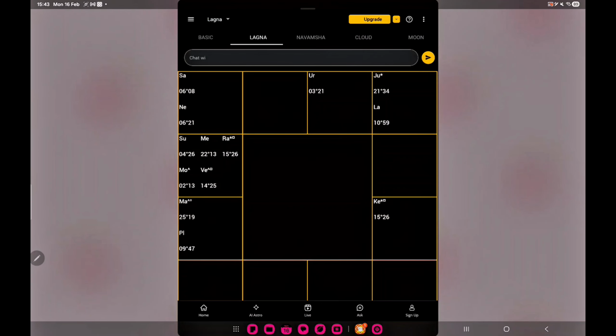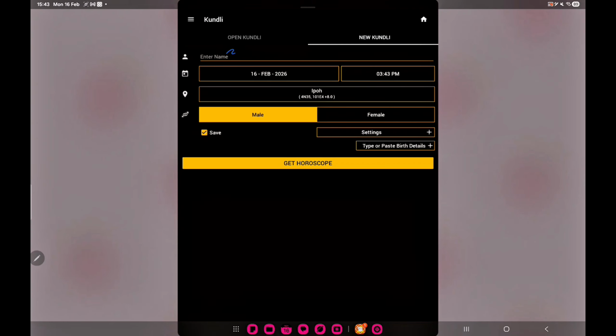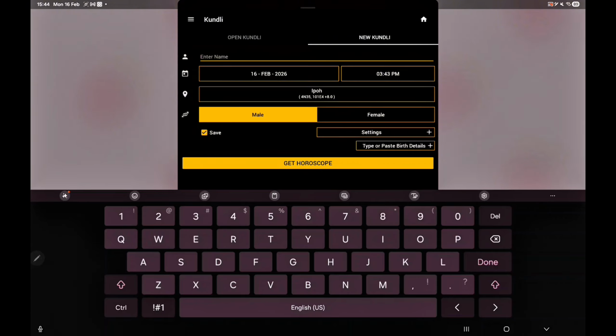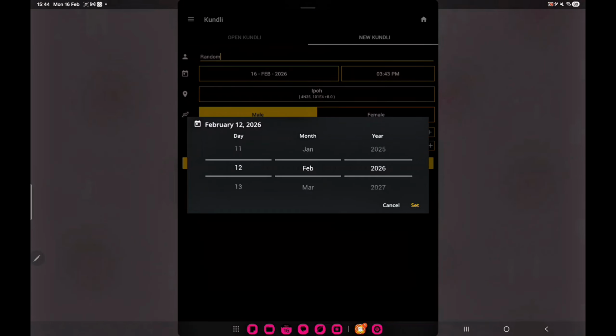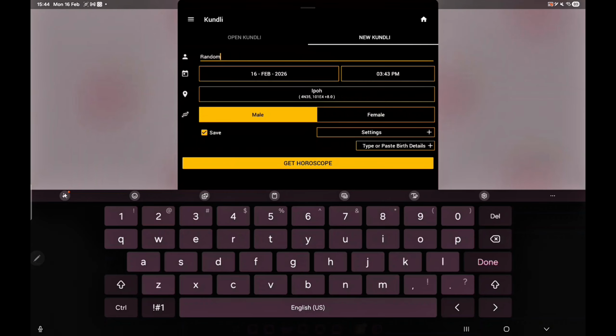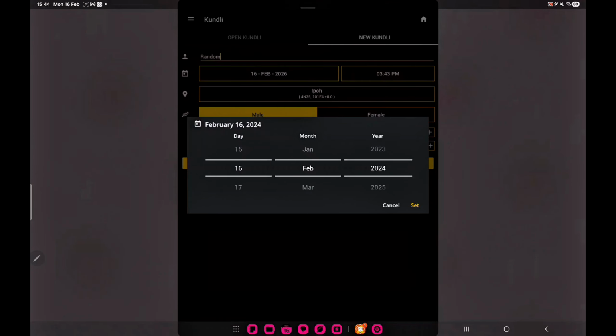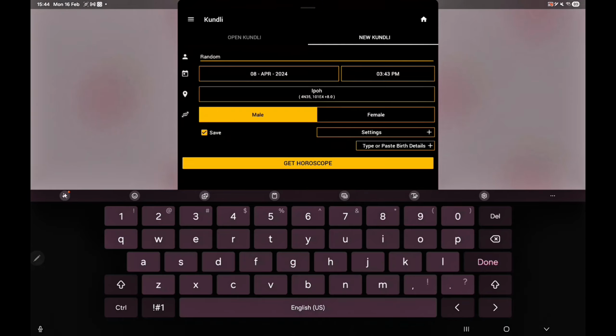Now let's look at another example. Let's look at another solar eclipse. Let's look at the 2024 one. So it was the month of April, and it was on the 8th, I believe. On the 8th of April 2024, which was a total solar eclipse. Yeah, so let's put that one in.